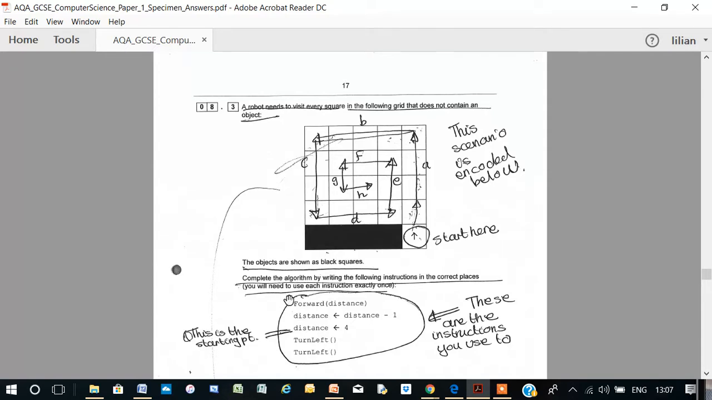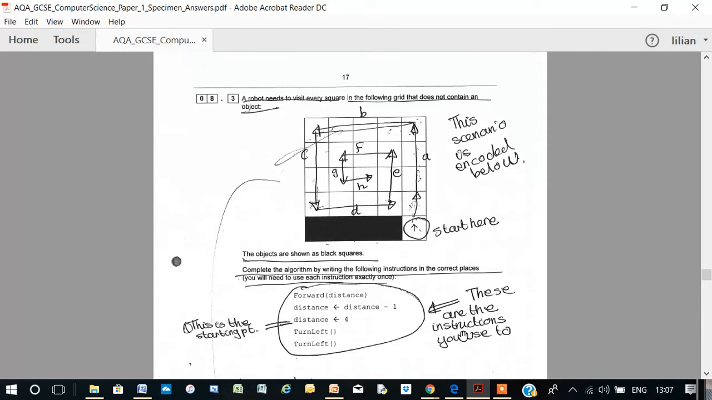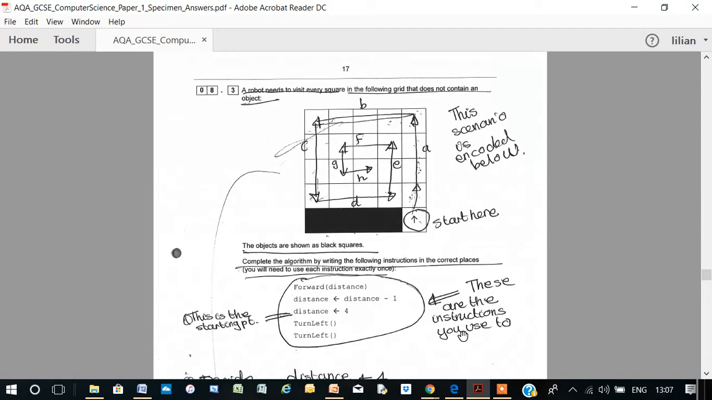Now it's asked you to complete an algorithm, and it's given you the instructions that you must use in the algorithm, and there are 5 instructions. One's duplicated: forward distance, distance equals distance minus 1, distance equals 4, turn left, turn left.